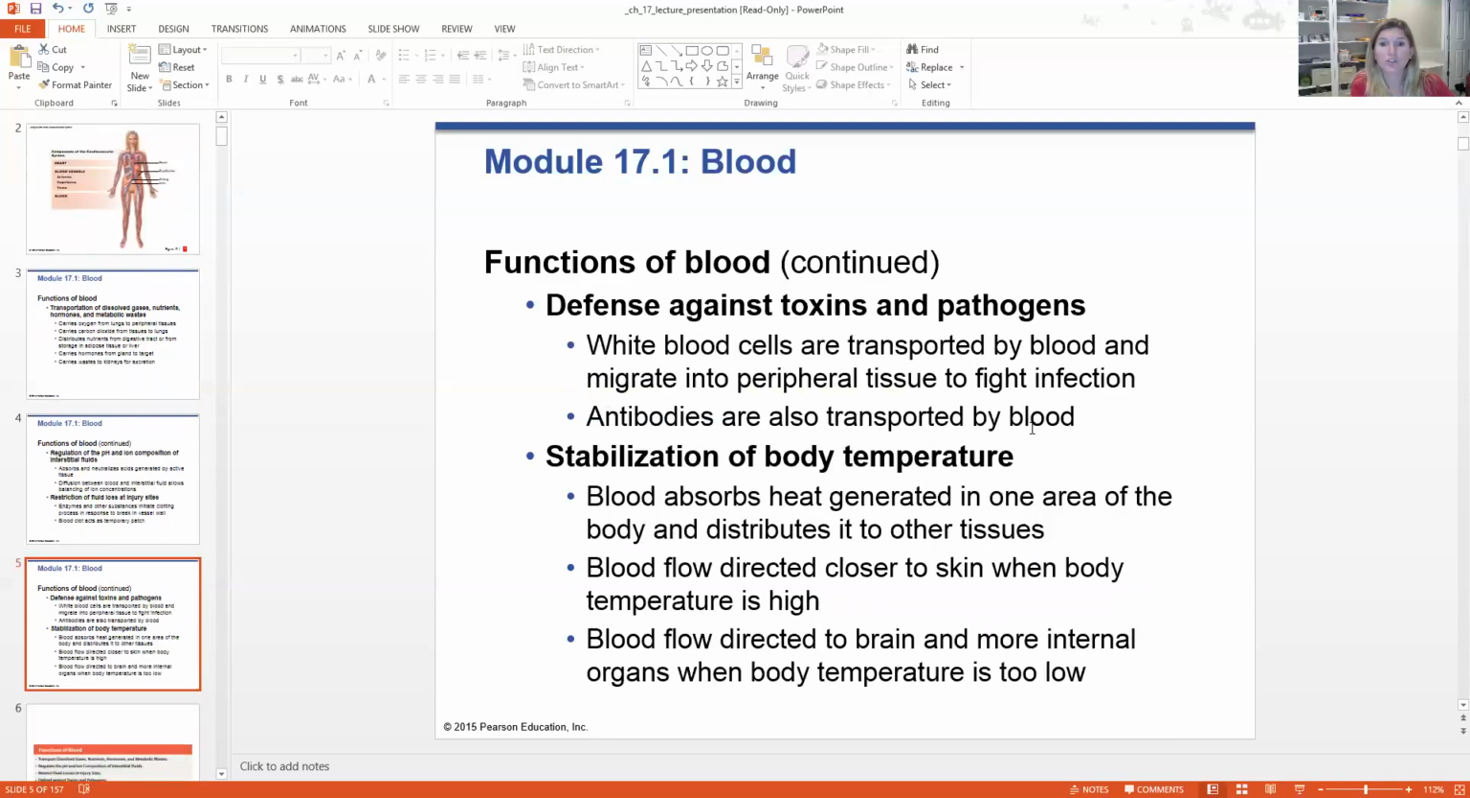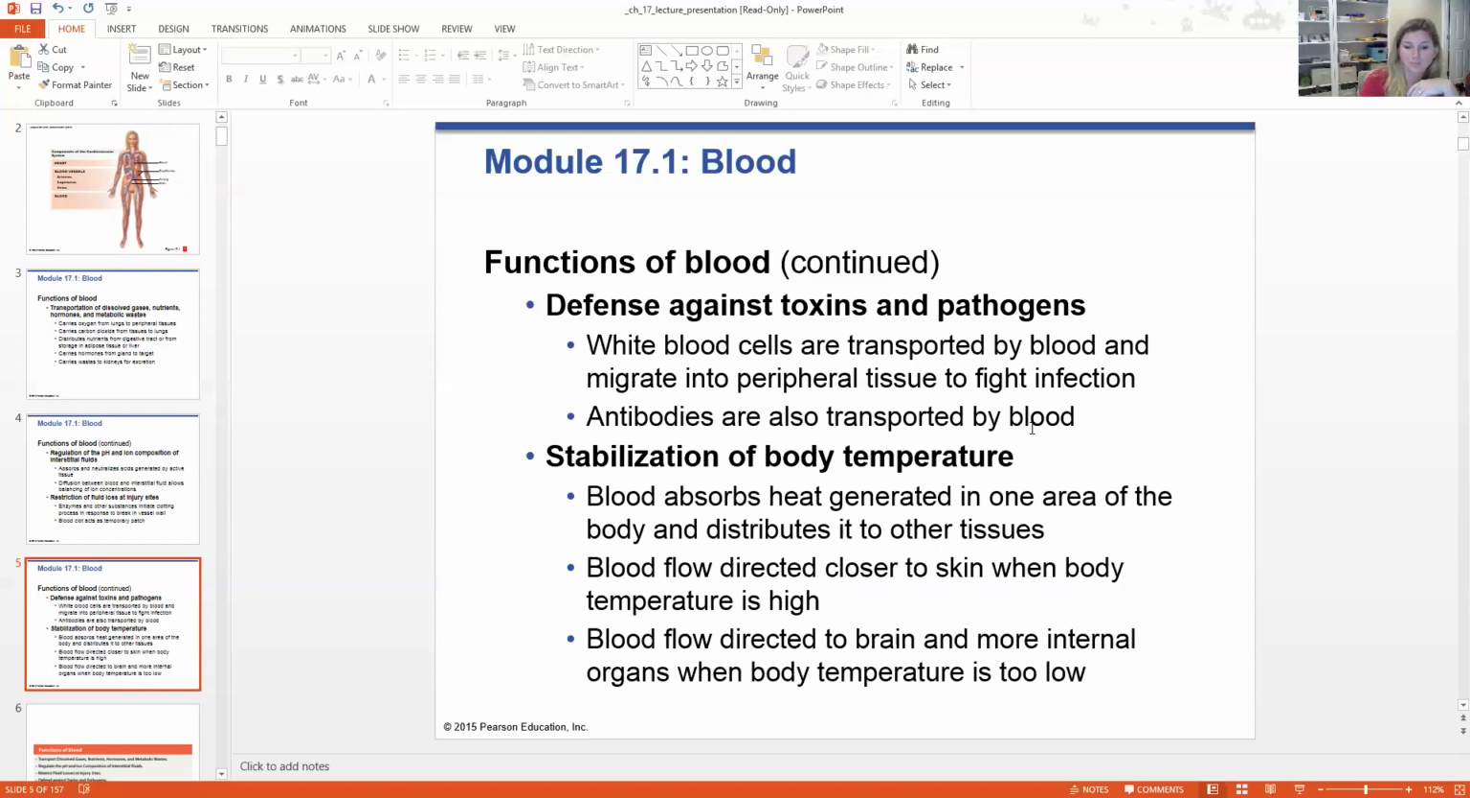Our blood also plays a huge role in defense against toxins and pathogens, and we have a huge section of the next couple chapters dedicated to our immune system, so we're not going to get into it in this chapter. Our blood also not only stabilizes our pH, but as I mentioned before, it stabilizes our body temperature by absorbing the heat that's generated by our muscles, diffusing it throughout the body, or taking it to areas of the skin where it can then undergo evaporative cooling by sweating for temperature regulation. Again, we'll talk about that more in subsequent chapters.